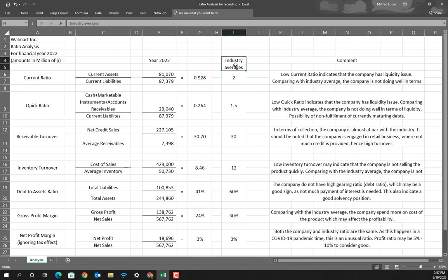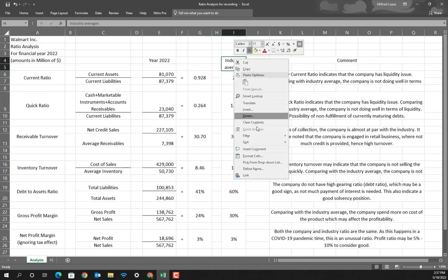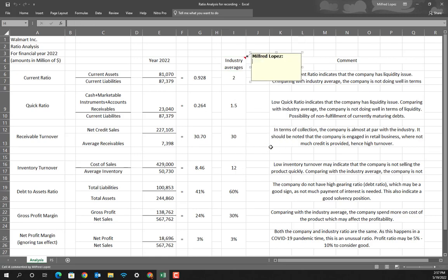Okay, this industry average, I'll put, is just hypothetical. Okay, I just assume that these are the figures. So let us say the industry average will have a current ratio of two, meaning two current assets over liabilities. So twice they can cover for liabilities, but for Walmart in this case, we only have 0.9. Okay, so which means current assets are not enough to cover for the liabilities.